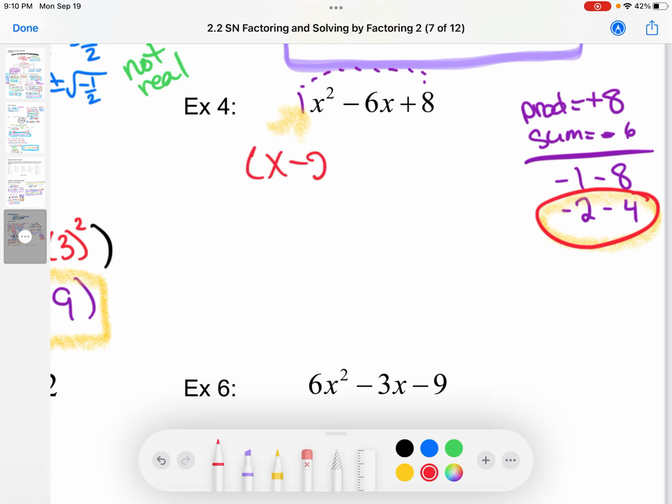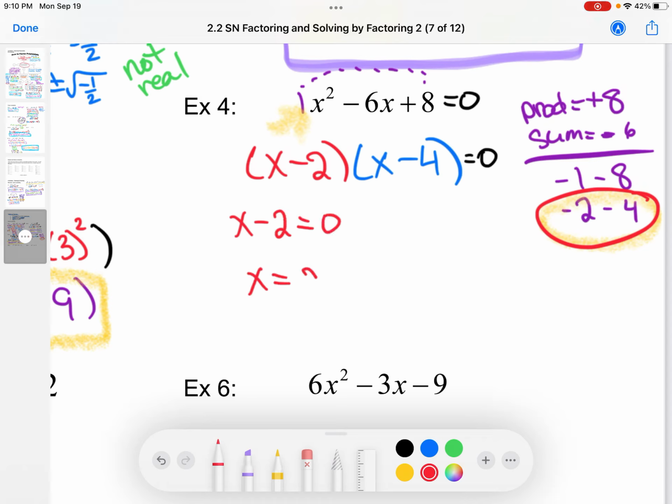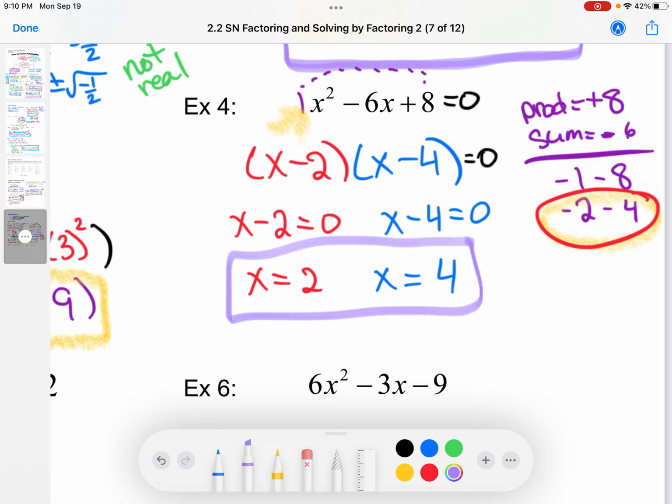As in, one of the factors is x minus 2. The other factor is x minus 4. This only works when the x squared coefficient is a 1, like this one is here. So put an equals 0 on this problem. Then set each factor equal to 0 to solve. X minus 2 equals 0, so x equals 2. X minus 4 equals 0, so x equals 4. And here are your two solutions.